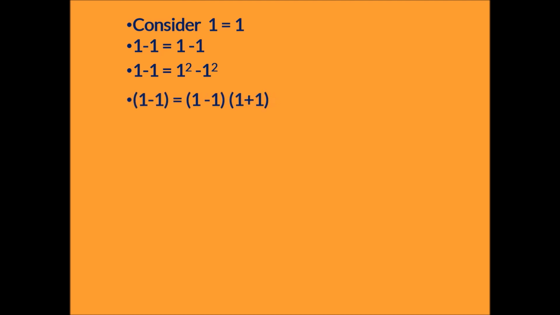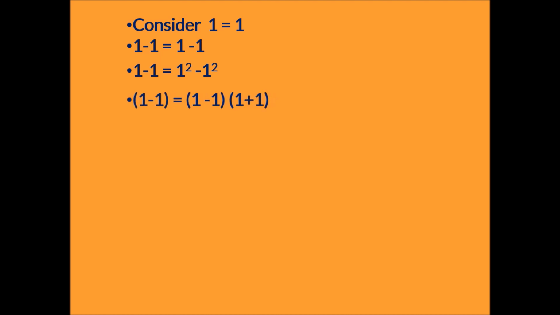In this method, consider 1 is equal to 1. Subtract 1 on both the sides of the equation. So 1 minus 1 is equal to 1 minus 1. We know that 1 can be written as 1 into 1. 1 into 1 is 1 square. Leave your left hand side as it is. Just change 1 as 1 power 2 in your right hand side.